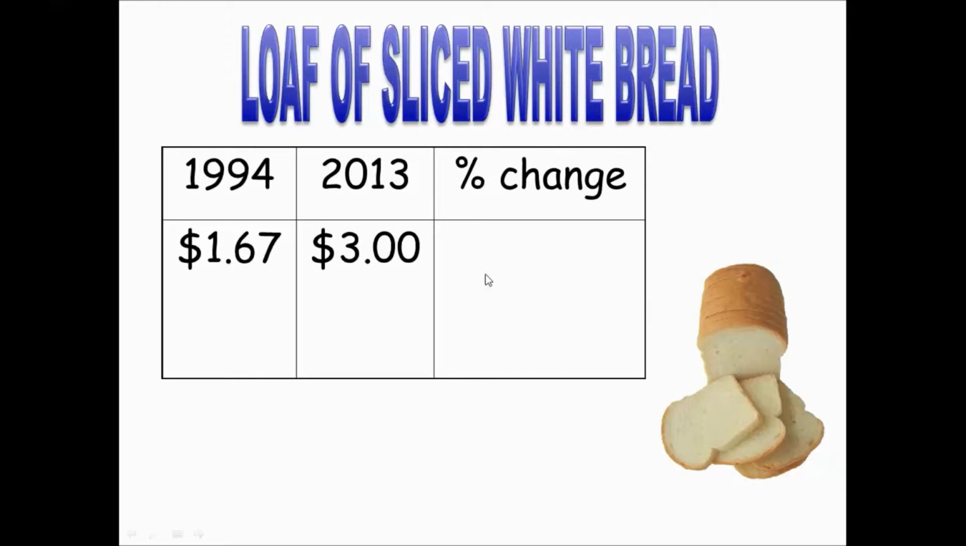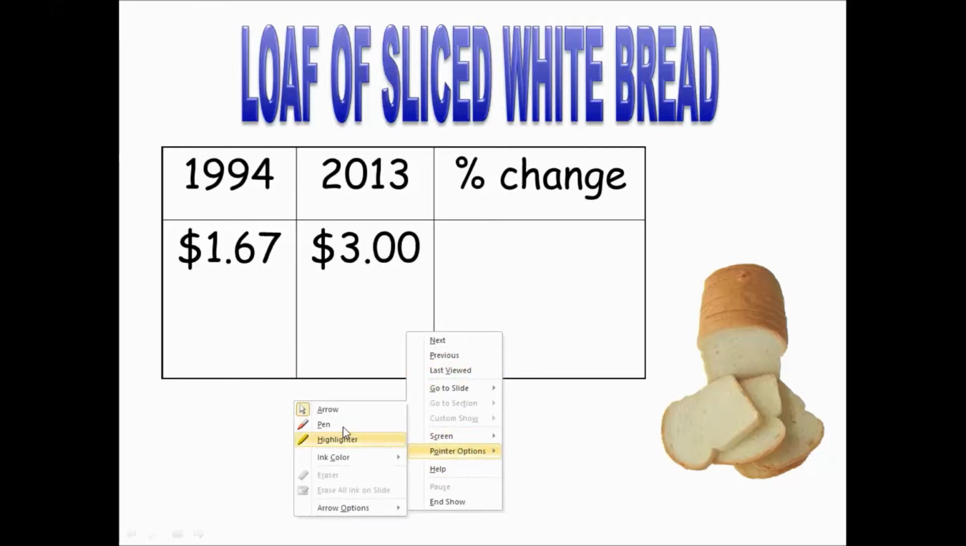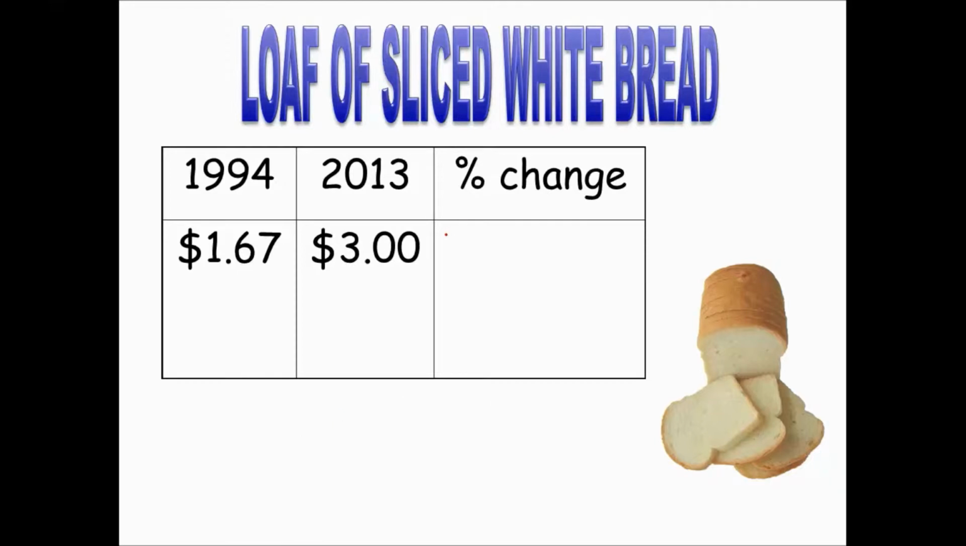Now for a loaf of sliced white bread, in 1994 you paid $1.67, and in 2013, you paid $3. So the percentage change there, again, is $3 minus $1.67, which equals $1.33. You then take the $1.33, divide it by the $1.67, times the answer by 100 over 1, and that should give you a percentage of around 79.64, or 80%. So the price of bread has increased in the 20 years between 1994 and 2013 by 80%.